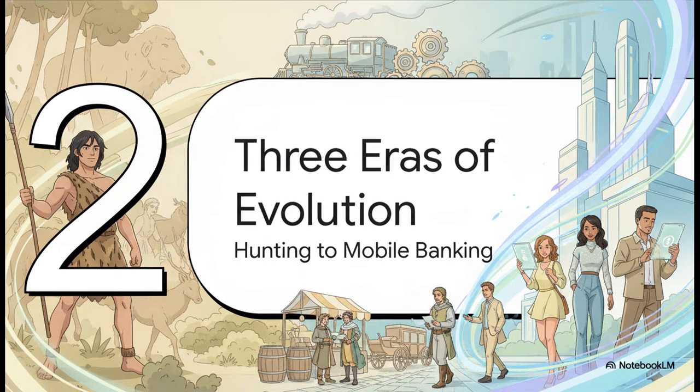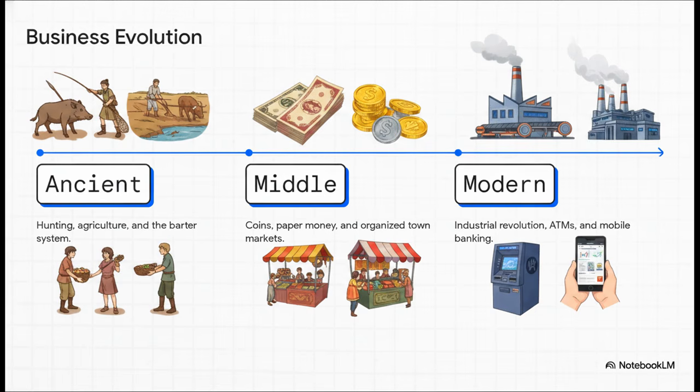Moving right along to part 2, the 3 eras of evolution. We're talking the journey from hunting all the way to mobile banking. When you look at our economic timeline, the progress is just wild. Back in the ancient era, activities were pretty much limited to hunting, basic agriculture, and that tricky barter system we just talked about. Then, in the Middle Era, people got a bit more creative. They started using rare shells and eventually metal coins and paper money in organized town markets.